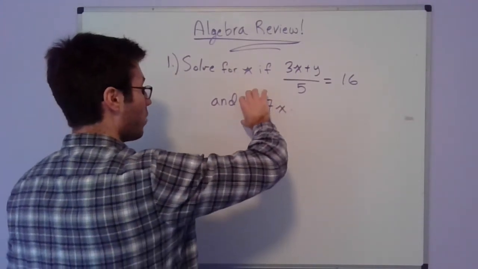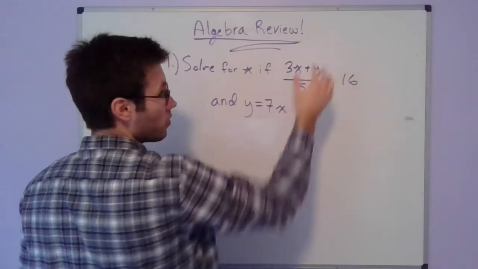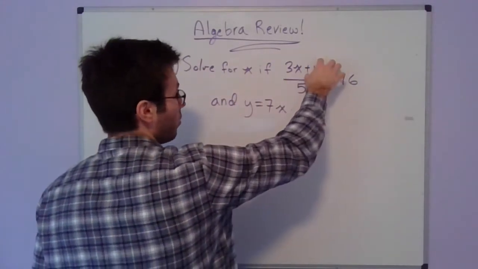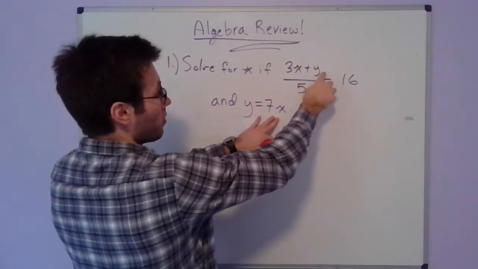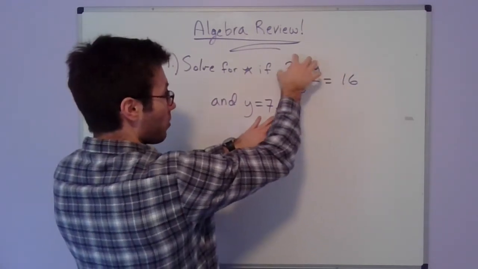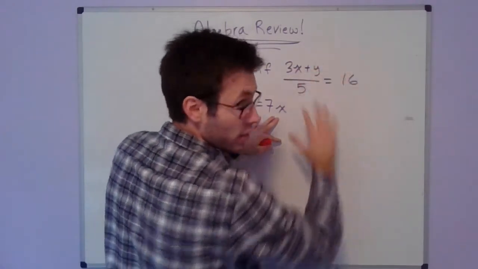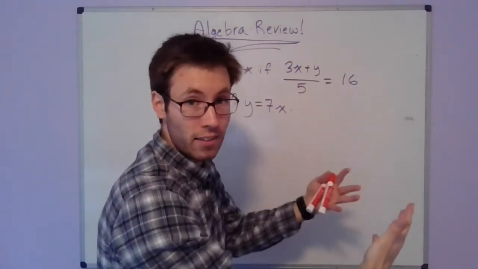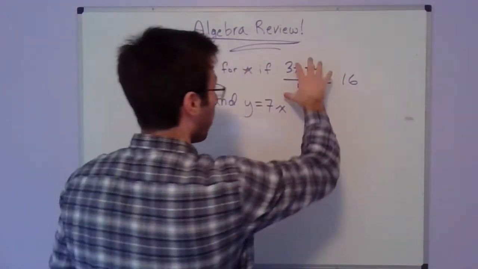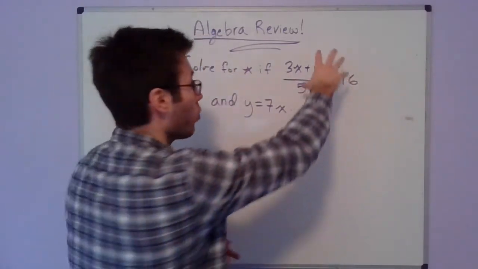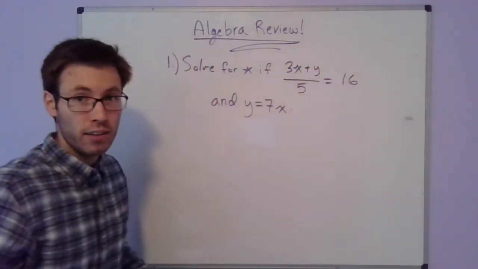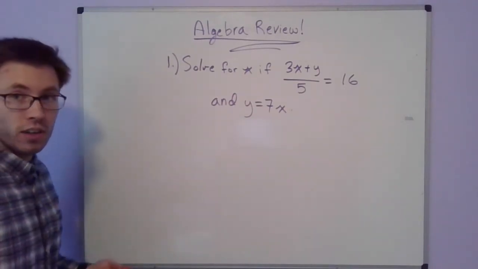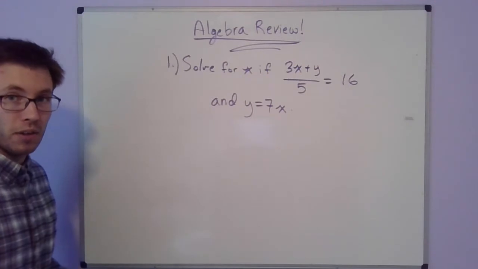So we take what y is and substitute it into one of our equations. We see y is 7x right here, so we have 7x plus 3x, and now we have all x's and numbers in this equation, which means we can solve for x. It's just one variable in one equation now, and we can figure out what x is.